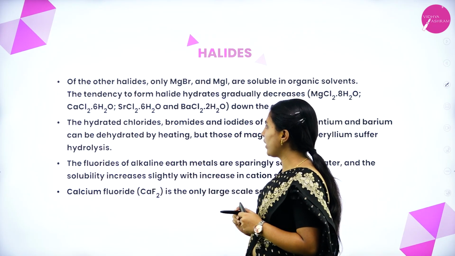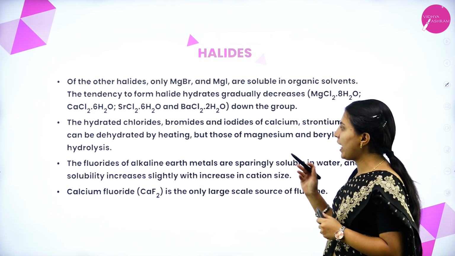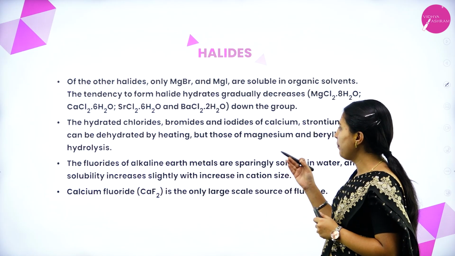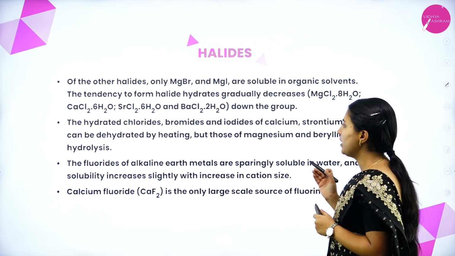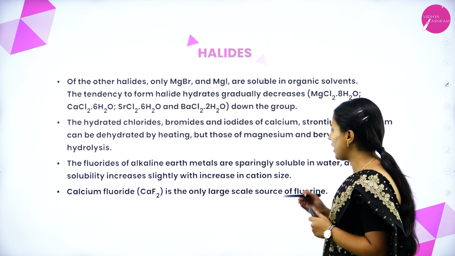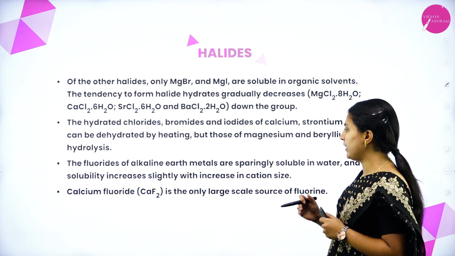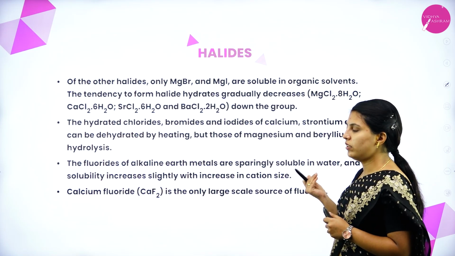The hydrated chlorides, bromides and iodides of calcium, strontium and barium can be dehydrated by heating, but those of magnesium and beryllium suffer hydrolysis. The fluorides of alkaline earth metals are sparingly soluble in water and the solubility increases slightly with increase in cation size.